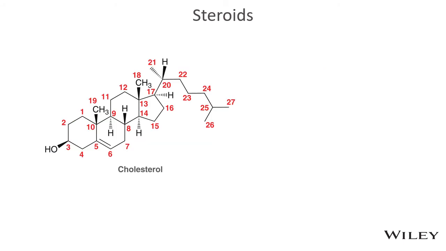Now some interesting facts about cholesterol. Cholesterol is the most widely occurring steroid. It has 8 chiral centers. So depending on the number of chiral centers, we can actually predict the number of possible stereoisomers that can exist for a molecule. We use the simple formula of 2 to the power of the number of chiral centers, which means cholesterol itself has 256 possible stereoisomers.